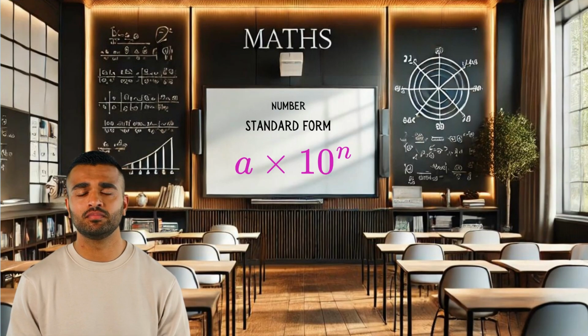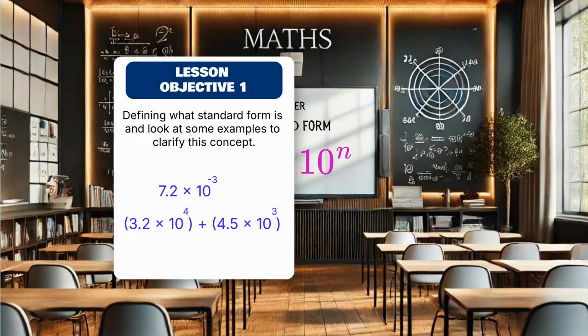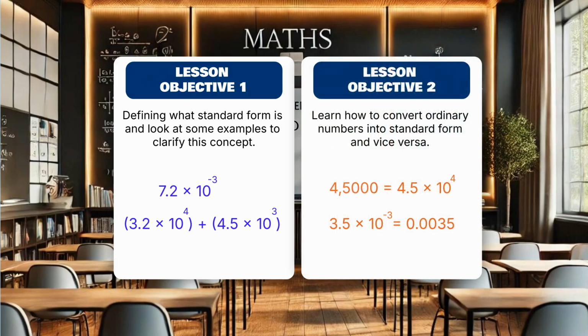In today's lesson, we began by defining standard form and understanding its significance in mathematics and science. We then delved into the step-by-step process of converting ordinary numbers to standard form and vice versa, with clear examples to illustrate each step. We practiced converting both large and small numbers into standard form and reverted them back to decimal form, ensuring a solid grasp of these conversions.